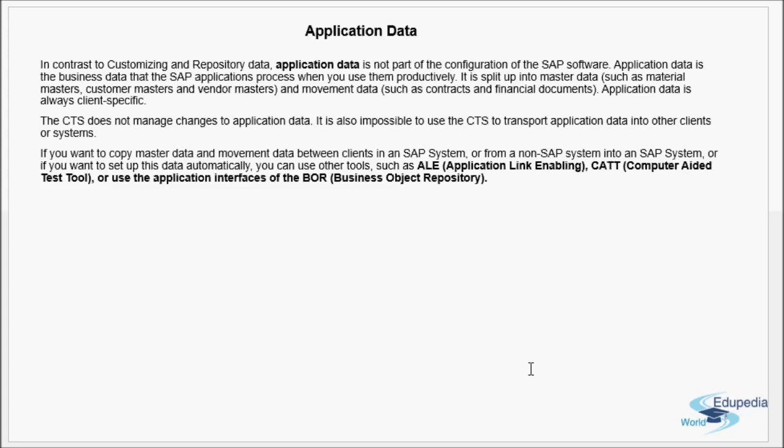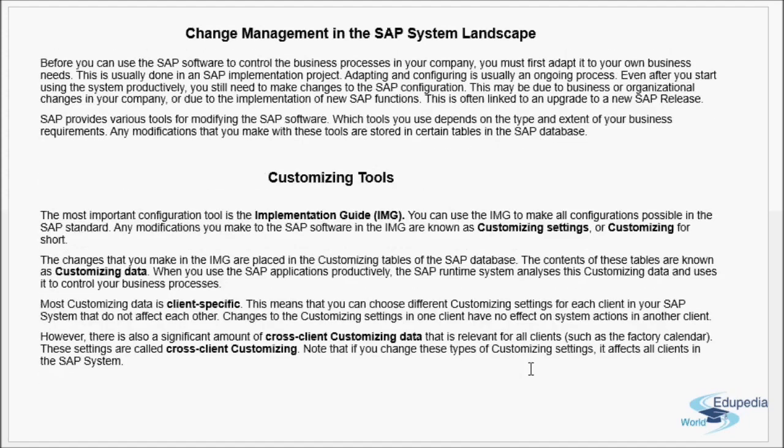Say you have some application data in the production system and you want to put it in the test or development box. CTS cannot do this transport, so for that you have to use other tools like ALE, CAT, or the BOR, business object repository. So far, we have started with what change management is in an SAP system landscape, the system landscape.